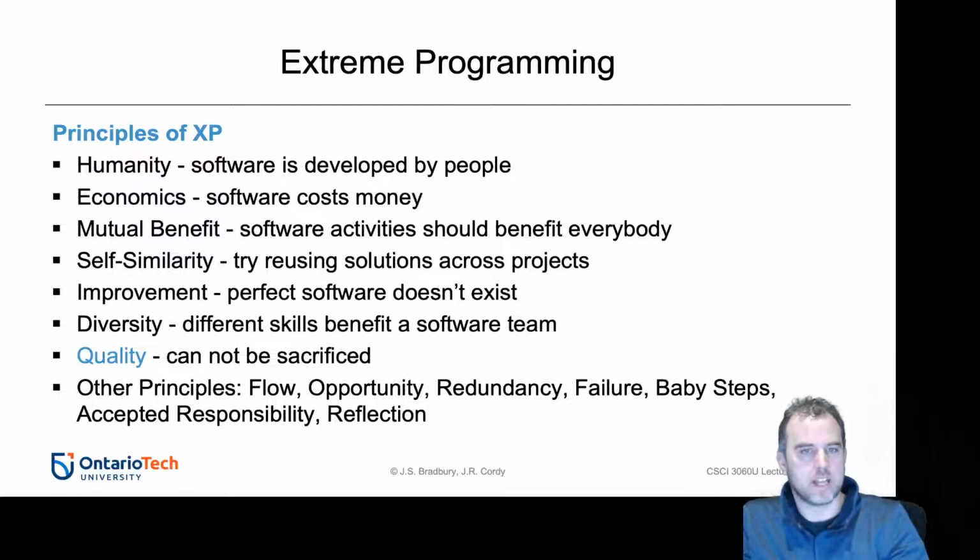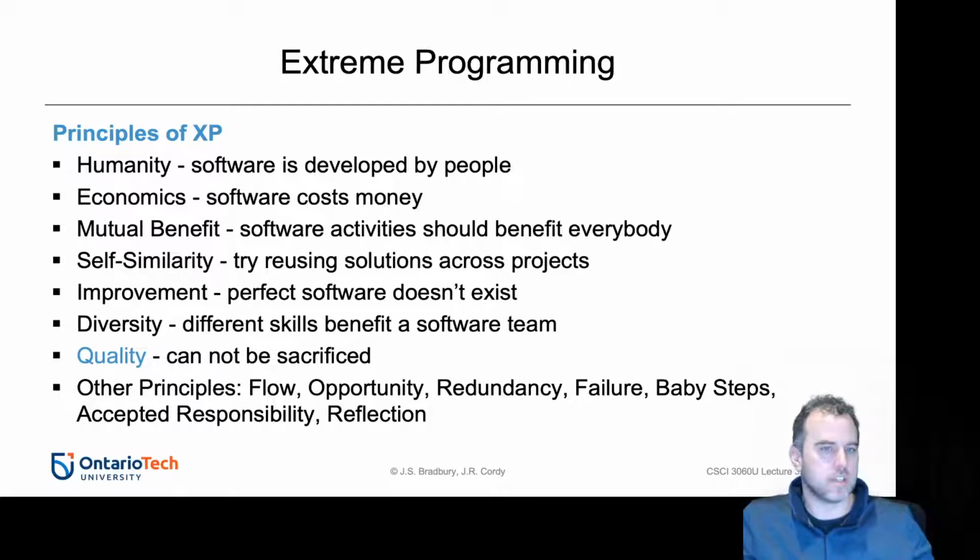Mutual benefit, so software activities should be beneficial to everybody. Self-similarity is this idea of trying to reuse across projects. Improvement, continuous improvement. So don't try to have the first version be perfect. Have the first version exist, and then each subsequent version should try to improve upon that.